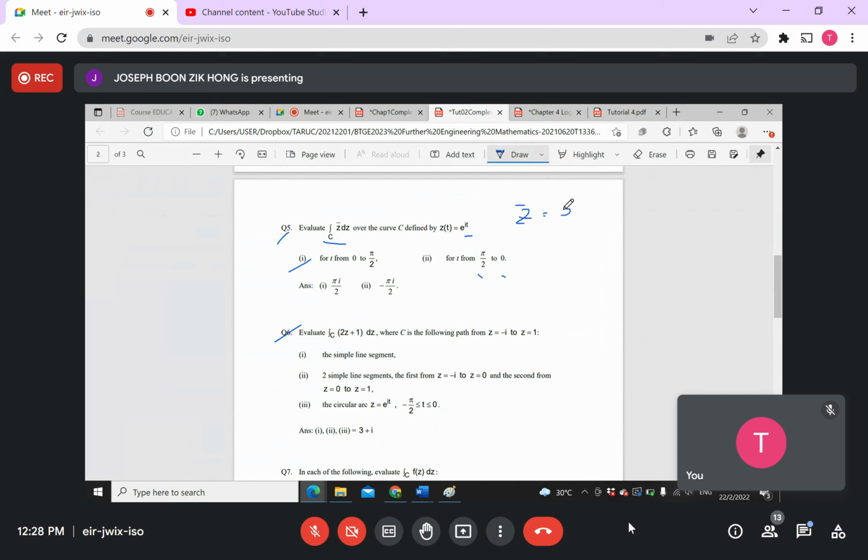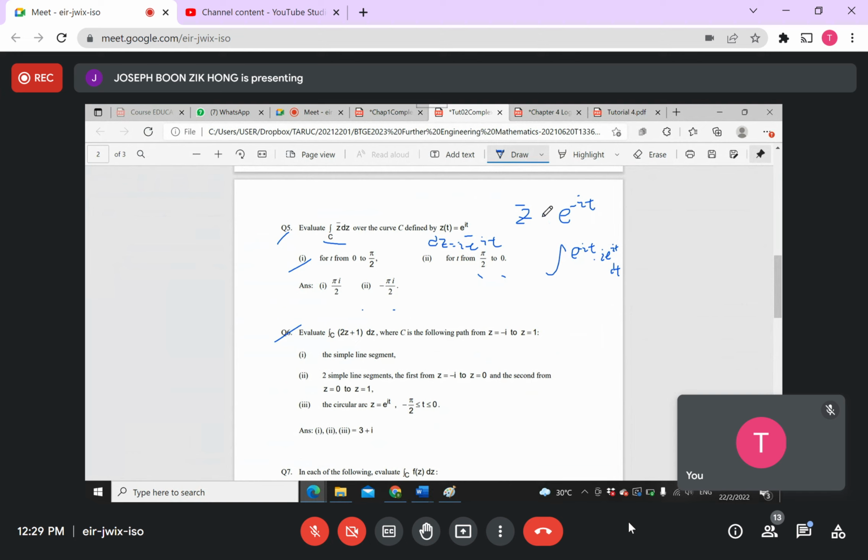But this one is dz. So what you have to do is find the dz as well. Dz will be i e to the it dt. So this one will be times i e to the it dt. You can do it like this also. You should get the same answer as well. But I don't see this one is much easier. I see it's almost the same, I mean the steps.